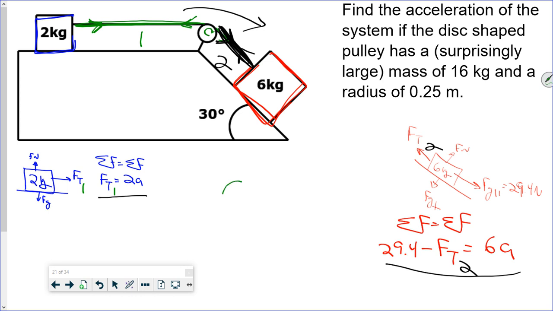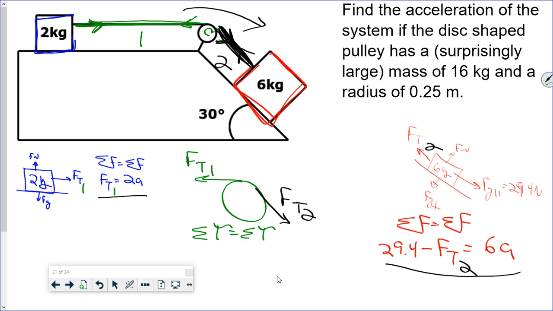So here's my wheel, and here's what we know. Tension number 1 is pulling it that way. Tension number 2 is pulling it that way. And so now I can write a net torque equals net torque equation for that. So net torque equals net torque. So that's the torque of tension number 1. I did kind of a weird thing here. I'm going to assume, I guess it doesn't really matter.